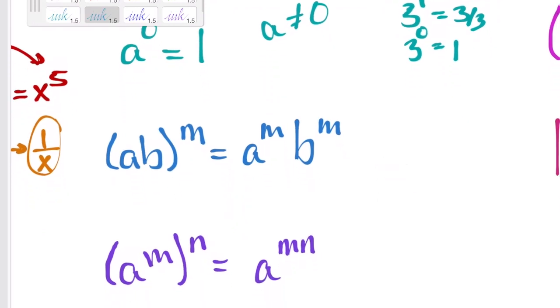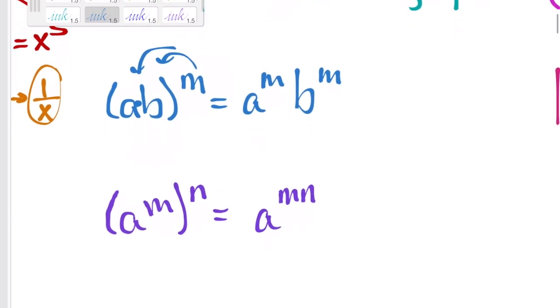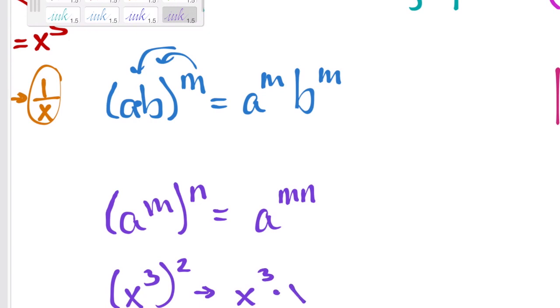Next bit, if we have an exponent on the outside and things are multiplying inside, so there's definitely a multiplication symbol, not addition, not subtraction, we just distribute the exponent to both. So we have a to the power of m and b to the power of m. And if we have an exponent to an exponent, then we're multiplying those together. So if we had something like x to the third power squared, that technically means we have 2 x cubes. And I showed before that we add those together, so 3 plus 3 would give us 6. Or we could just do 3 times the 2, which would also give us 6.